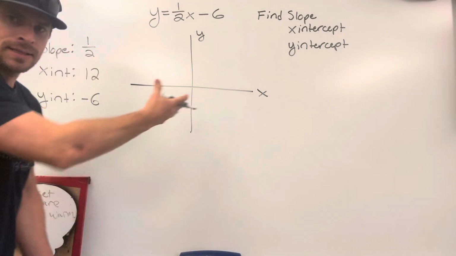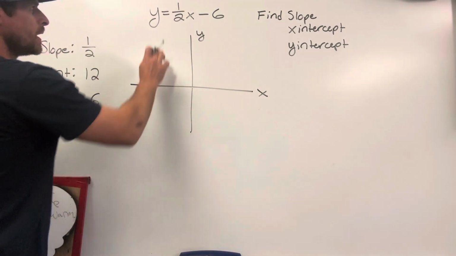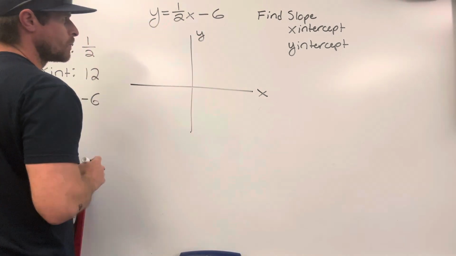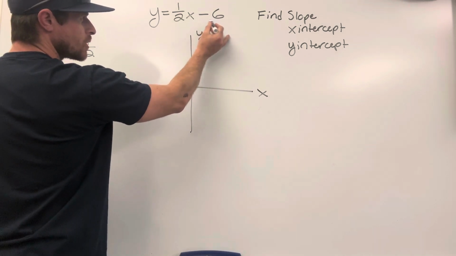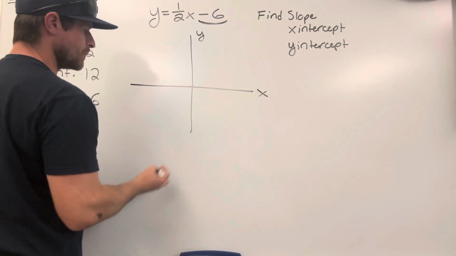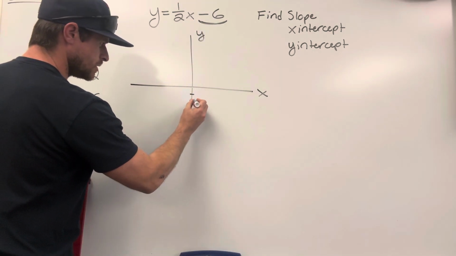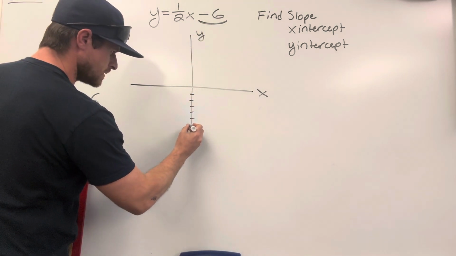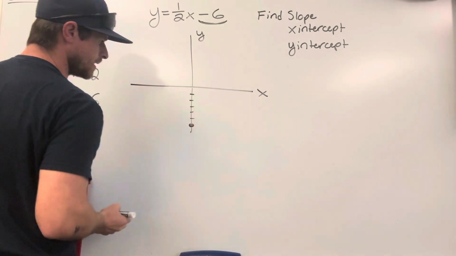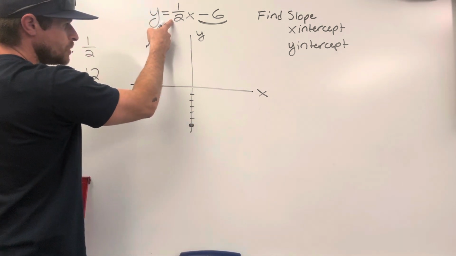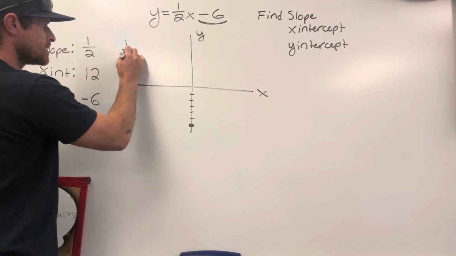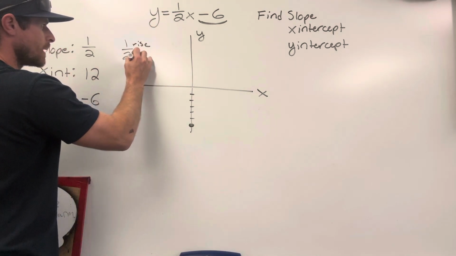Okay, now that I've got a blank graph ready to go for you, if we're going to graph slope-intercept form, one of the first steps is to mark the y-intercept. The y-intercept is where it crosses the y-axis. That would be -6. So -1, 2, 3, 4, 5, and 6. I would have a dot right there at -6. Now I need to be going up 1 over 2 because 1/2 is my rise over my run.